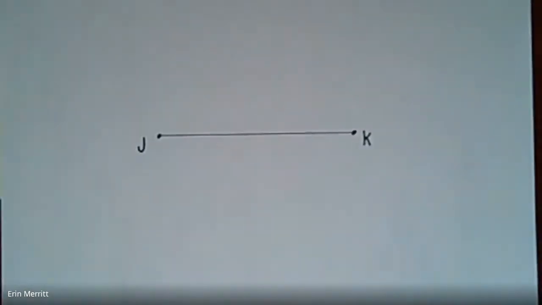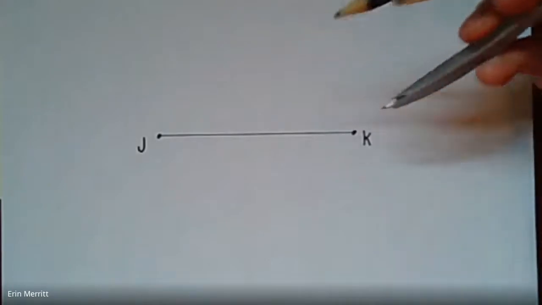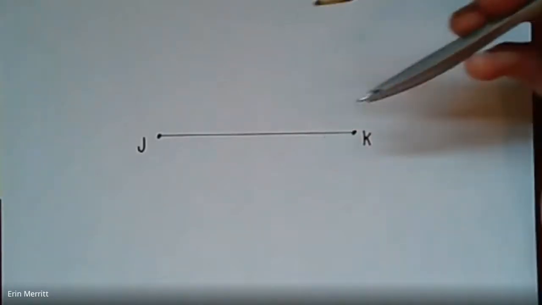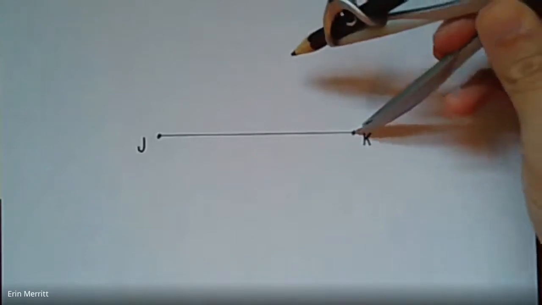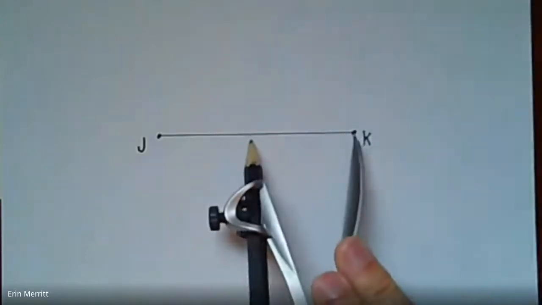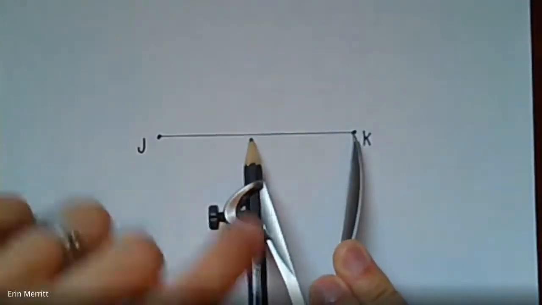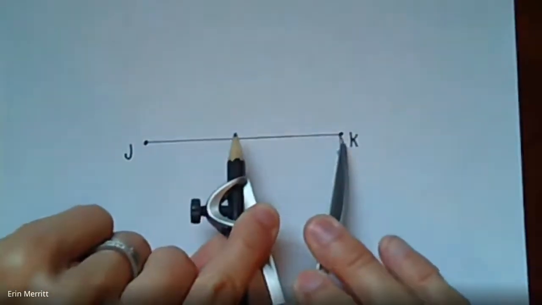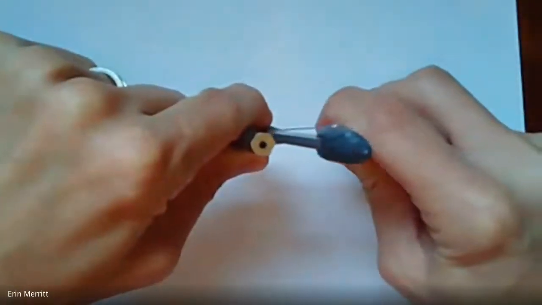So we're going to do a bunch with these constructions. Here you have a segment J to K. What you need to make sure of is that when you choose to draw this first arc, you're going to put it on one of the endpoints. So I'm going to start at endpoint K. Right now, my compass from the last one is open to about here. I want to make sure it's open more than halfway. So I'm going to open my compass up a little bit wider.